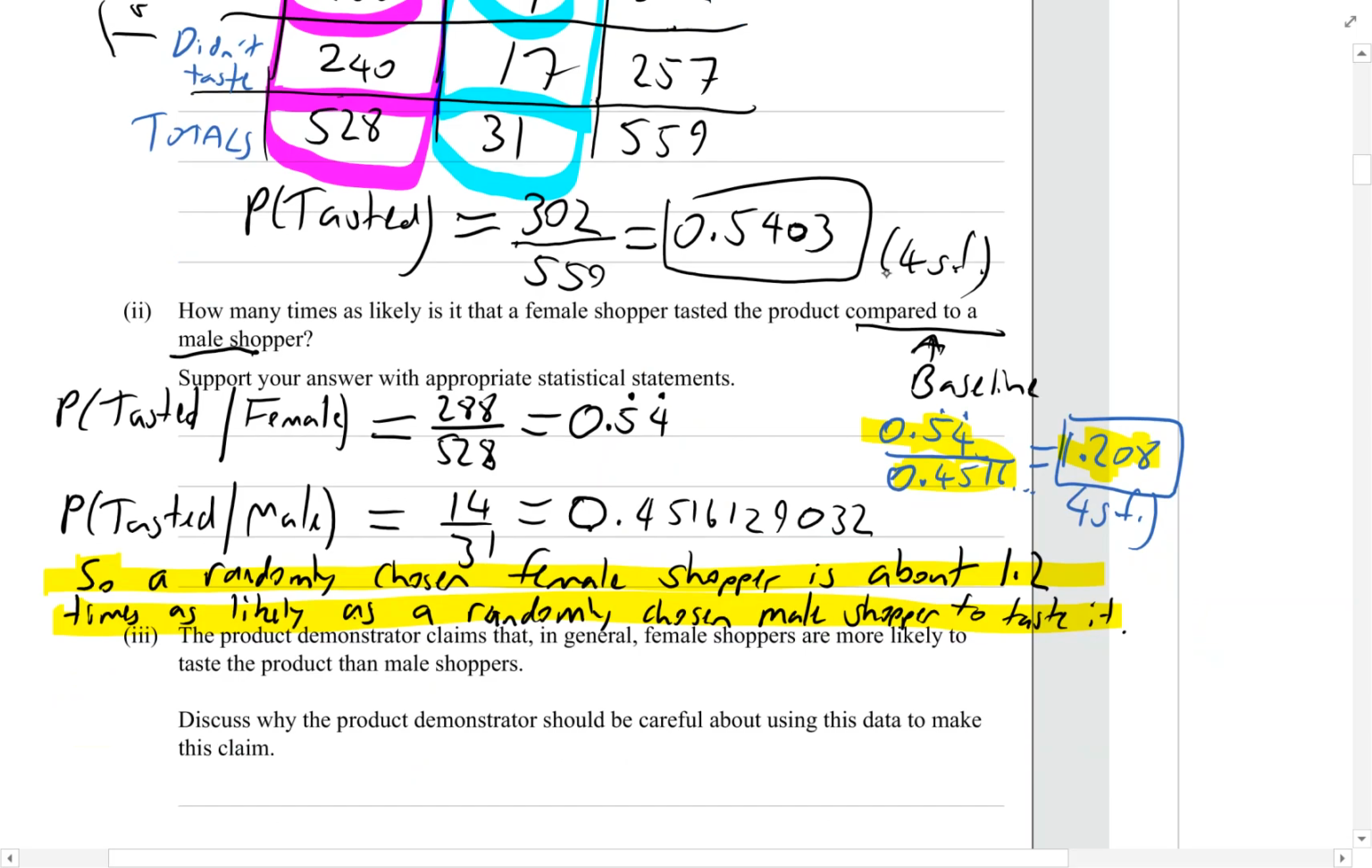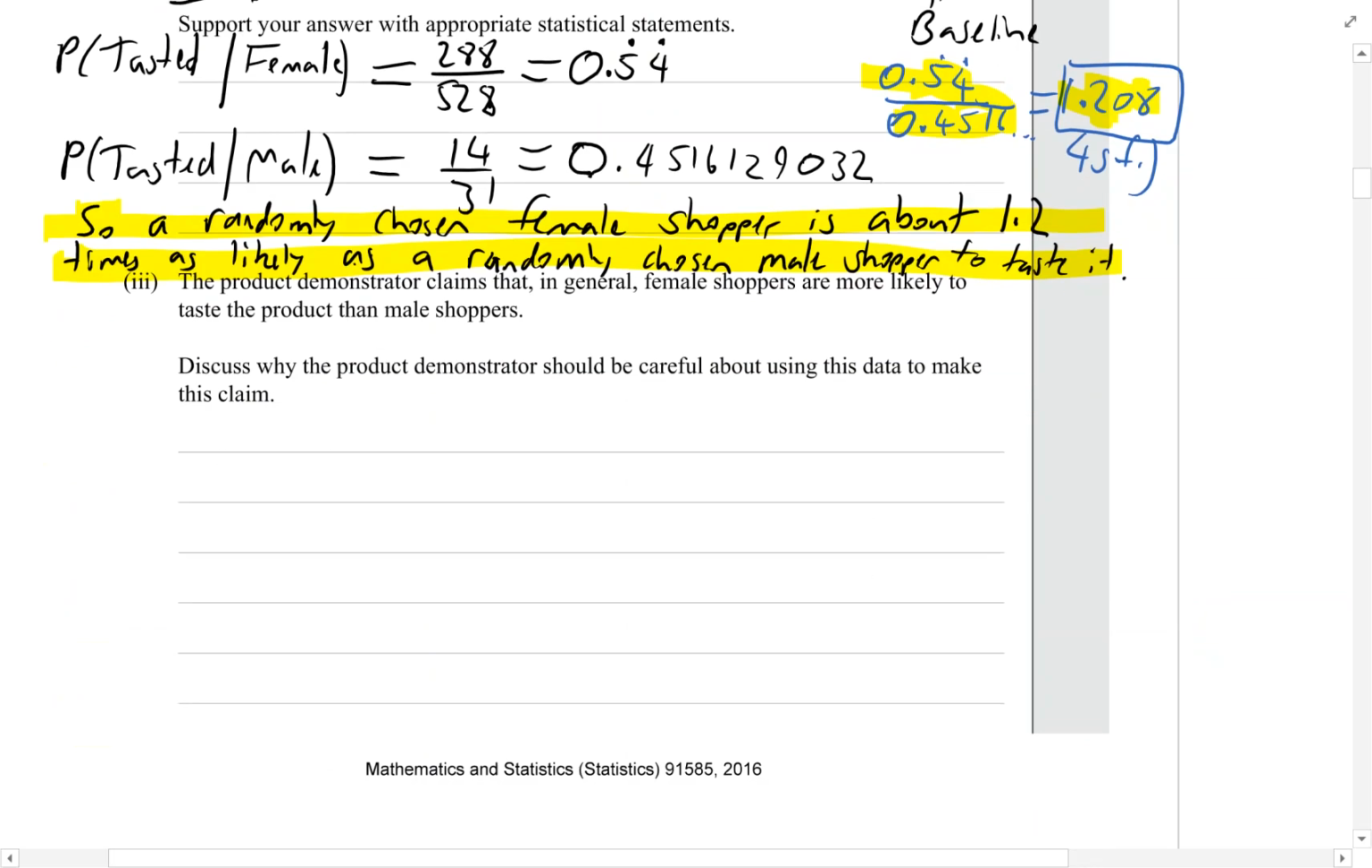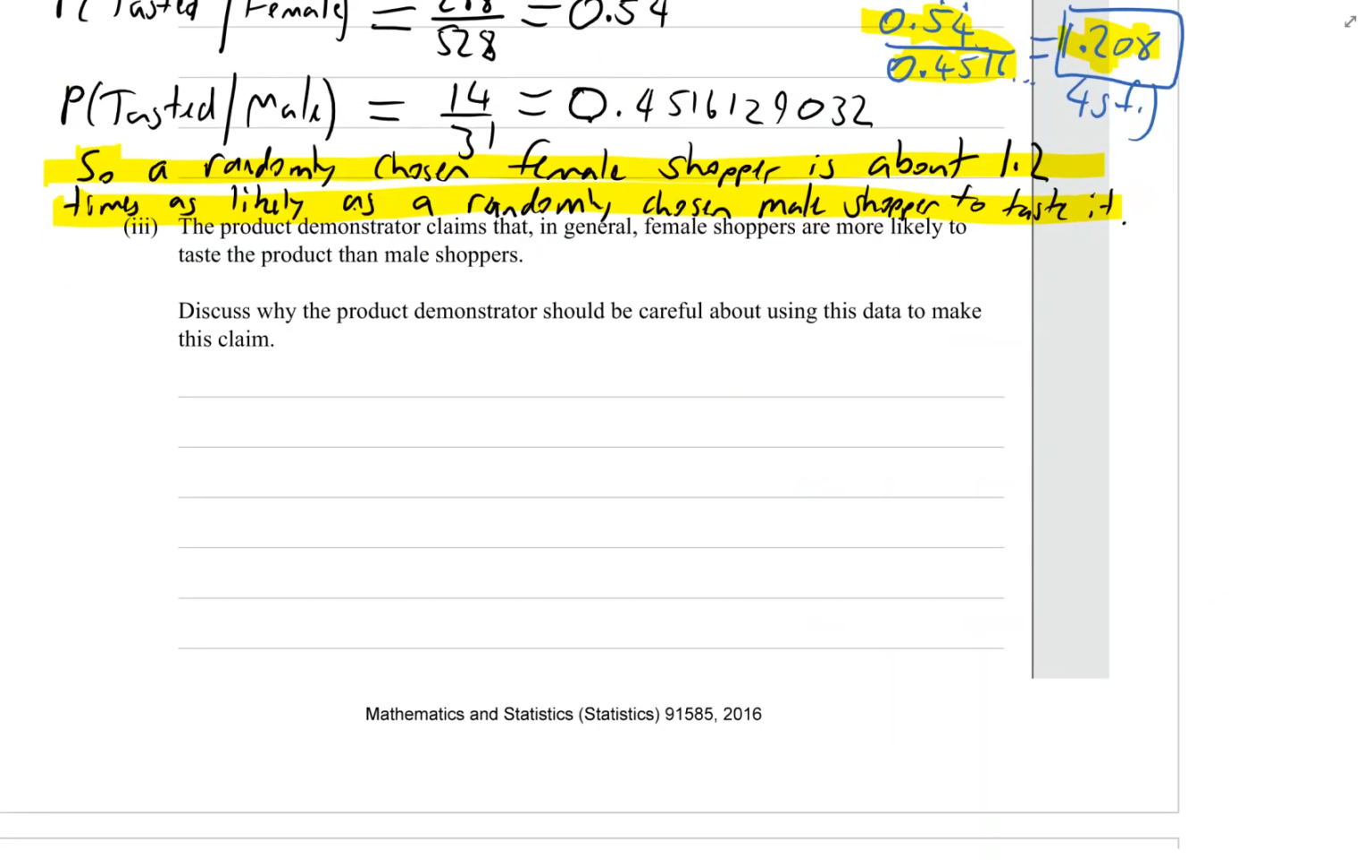Okay, on to part 2. The product demonstrator claims that in general, female shoppers are more likely to taste the product than male shoppers. Discuss why the product demonstrator should be careful about using this data to make this claim.